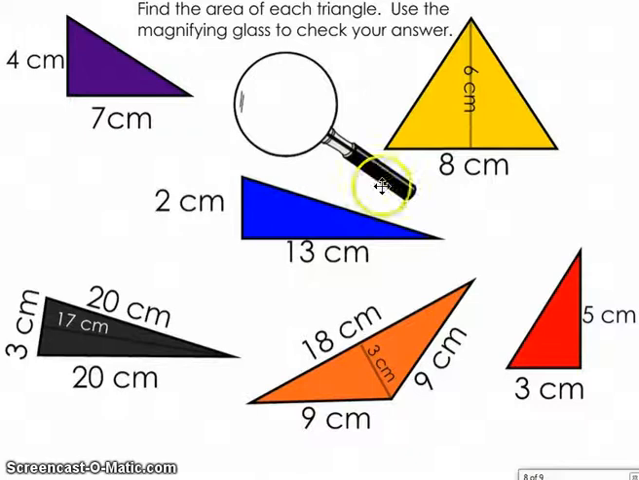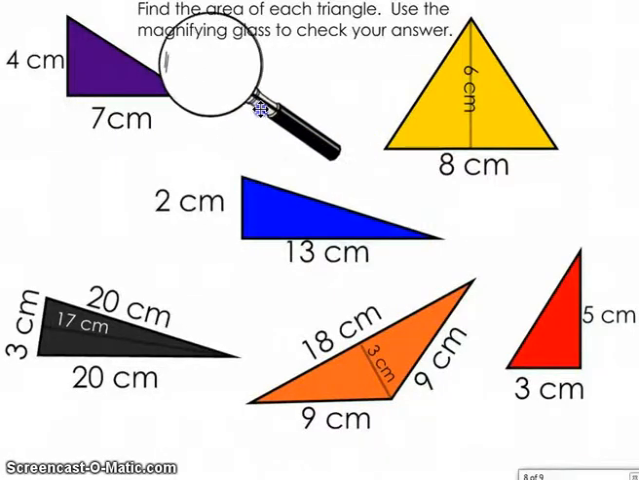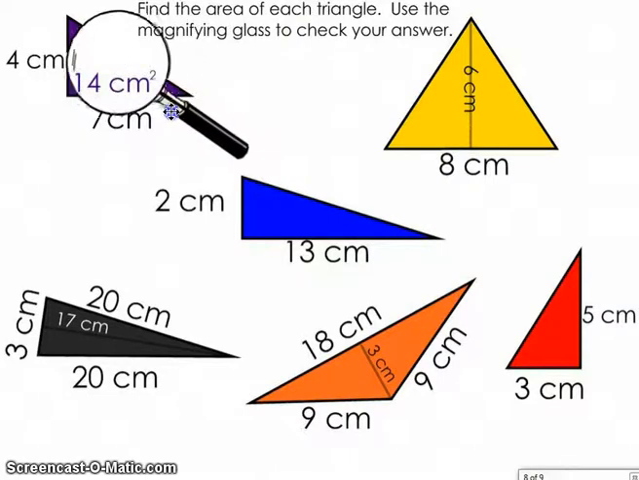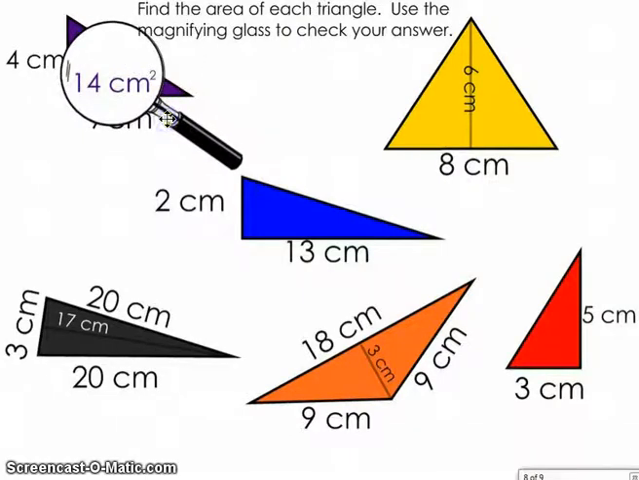We're going to look at the purple triangle right over here, and we're going to do base times height, which is 4 times 7, and we get 28 centimeters, but then we're doing a triangle, so we have to divide by 2. So 28 divided by 2 is 14. Our answer then would be 14 centimeters squared. We're going to take our magnifying glass over, and we are correct.